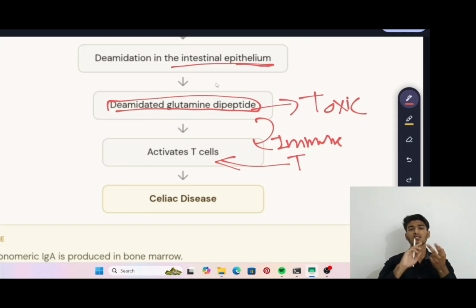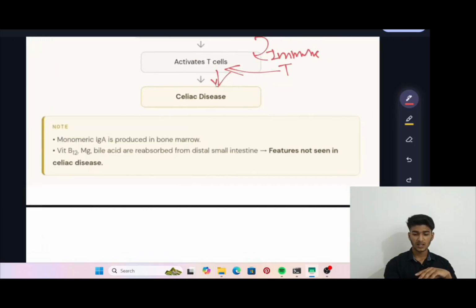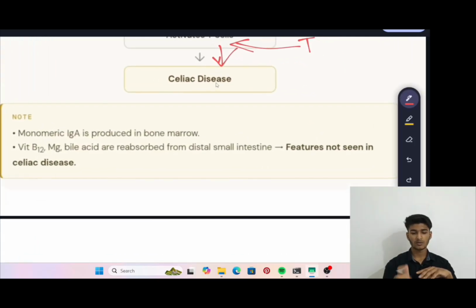It will cause hypertrophy of the crypts of Lieberkühn. The thickness of the intestine will remain normal as per the same, but these two things will be tremendously affected, and this will lead to the classical symptoms of celiac disease. Here are two factual points that we should remember. First, monomeric IgA is produced in the bone marrow. It is just a factual thing that you should remember.